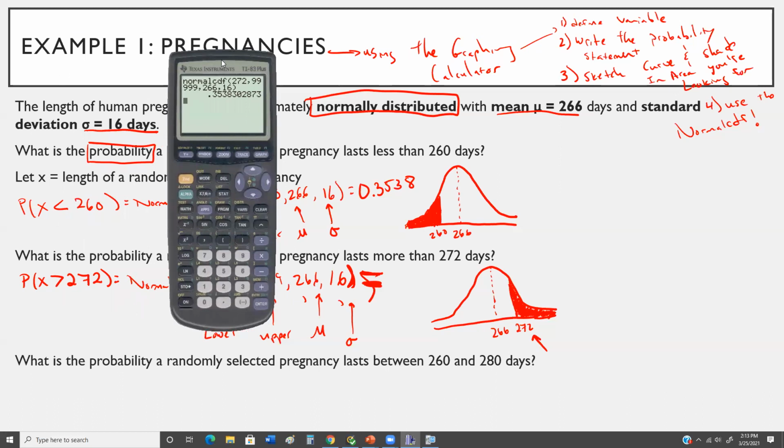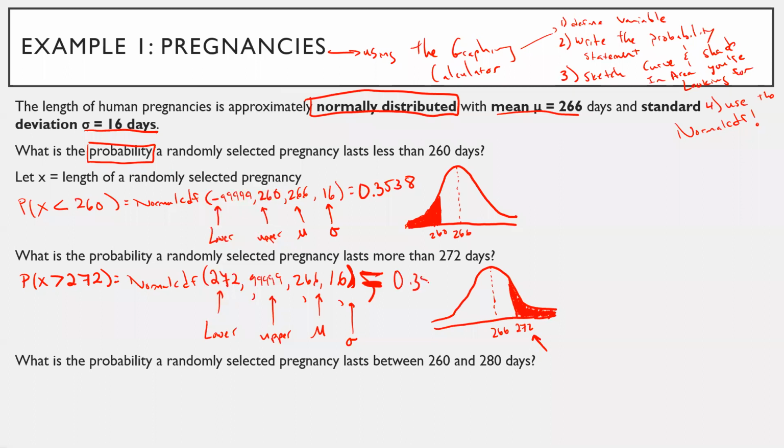How many people got this? It actually is the same probability. So 0.3538. And the reason it's the same probability is that if you look at it, it's less than 6 days from the mean, more than 6 days from the mean on both sides. So it actually should be the same probability.